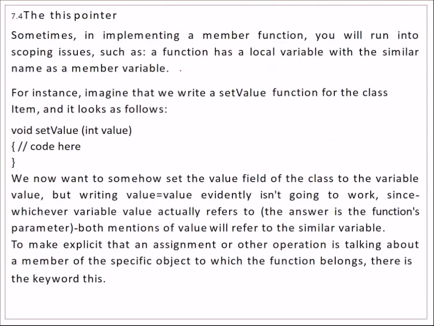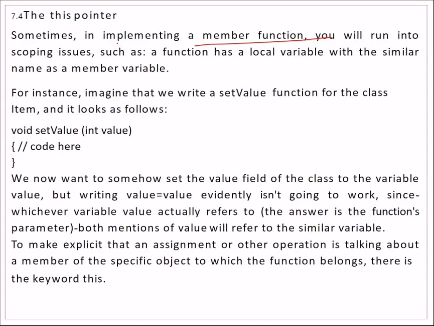Now coming to the this pointer, which is very important. What happens in implementing a member function? You will run into scoping issues, such as a function having a local variable with the same name as a member variable. Various scopes are there: global scope, local scope, statement scope. We will run into trouble.